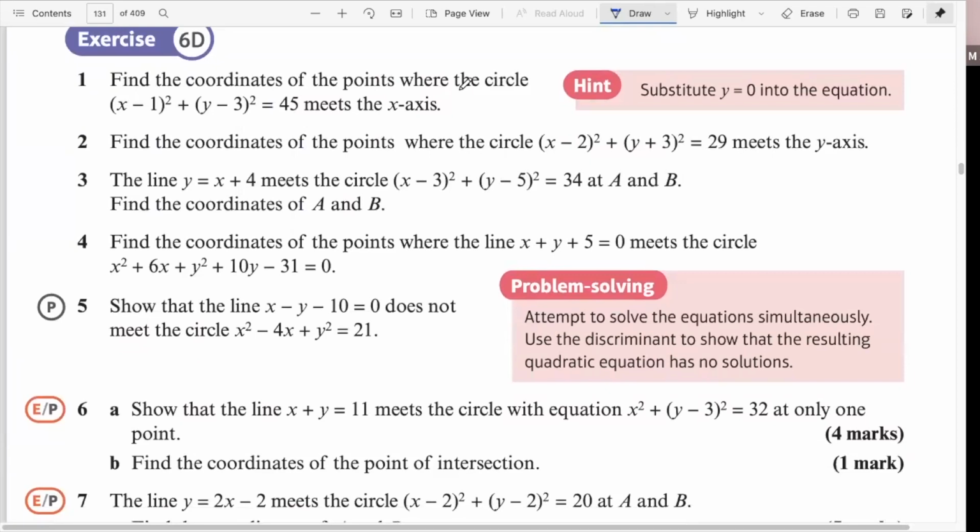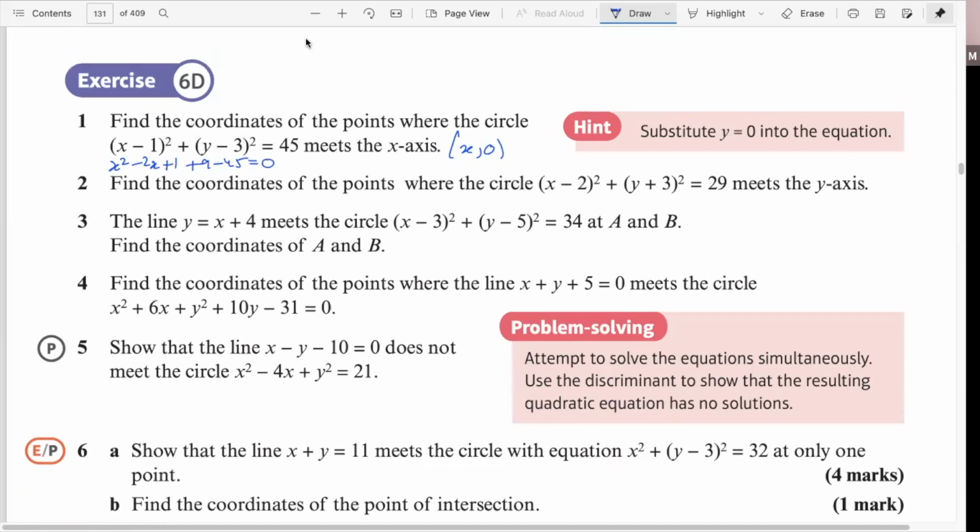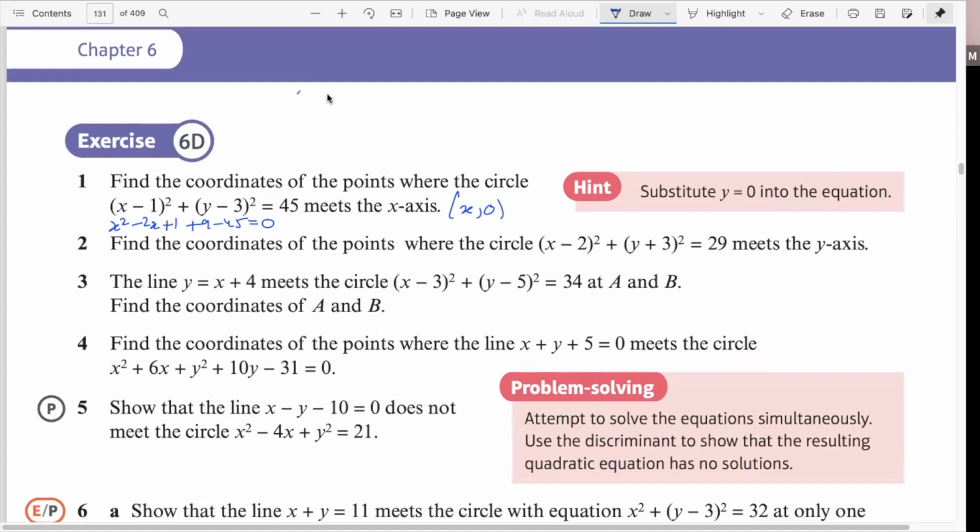Find the coordinates of the point where the circle meets the x-axis. So we know at the x-axis the value of x is something and the value of y is 0. So we already know this point. Plug in the value where x is x. So (x minus 1) whole square, which is a square minus 2ab plus b square, and the value of y is 0. So you substitute 0, you get plus 9 minus 45 is equal to 0. Simplifying this equation, we get x square minus 2x minus 35 is equal to 0.